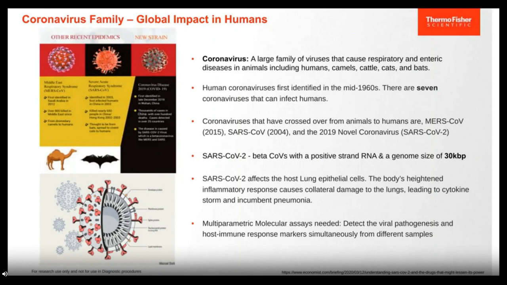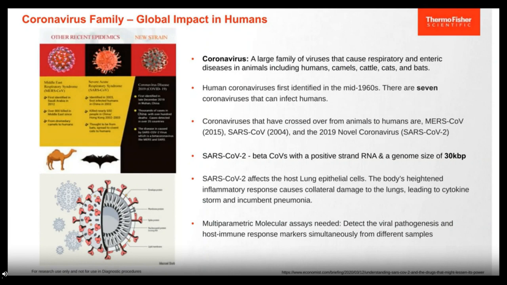Coronaviruses are a large family of viruses that are known to cause various diseases in humans, camels, bats, and cattle. There are 7 different coronaviruses that are known to infect humans since they were first identified in the 1960s. MERS, SARS-CoV, and the 2019 novel coronavirus, also known as SARS-CoV-2, are known to have crossed over from animals to humans. SARS-CoV-2, which is the focus of this talk, is a positive single-stranded RNA virus with a genome size of 30 kilobase pairs.